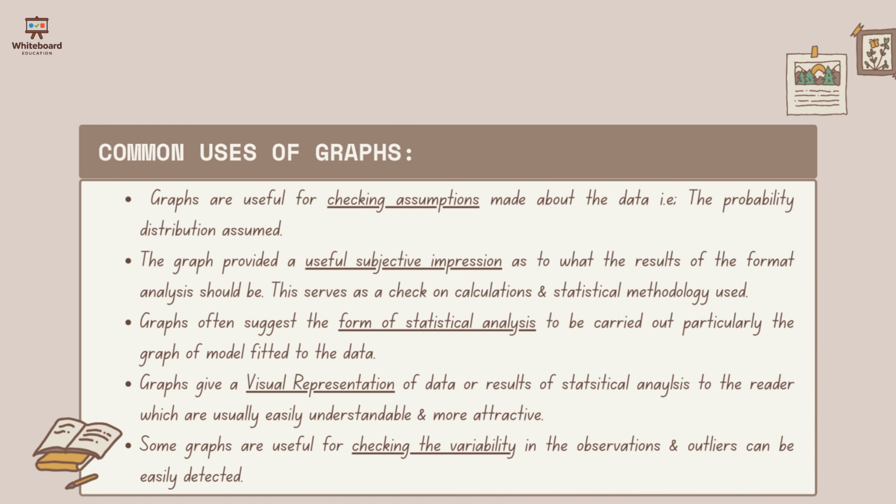First, graphs are useful for checking assumptions made about the data, either probability distribution assumed. 2. The graph provides a useful subjective impression as to what the results of the formal analysis should be. This serves as a check on calculations or statistical methodology used. 3. Next, graphs often suggest the form of statistical analysis to be carried out, particularly the graph of a model fitted to the data. Number 4, and an important one.